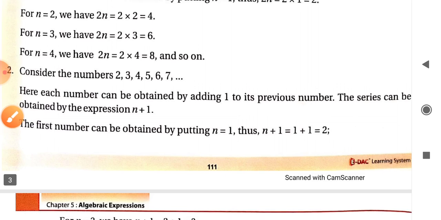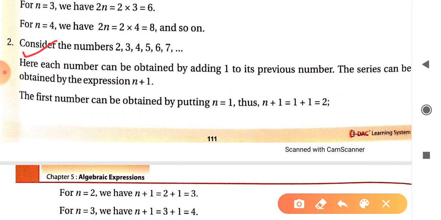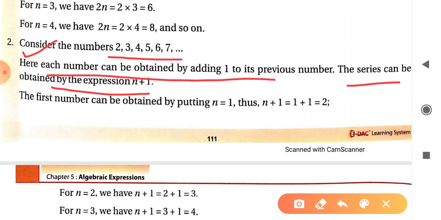In the next example, consider the numbers 2, 3, 4, 5, 6, 7 and so on. Here each number can be obtained by adding 1 to its previous number. Then the series can be obtained by the expression n plus 1. So its number pattern is n plus 1. To find its first term, we put n equal to 1. Then it becomes 1 plus 1 is equal to 2. So the first term is 2.